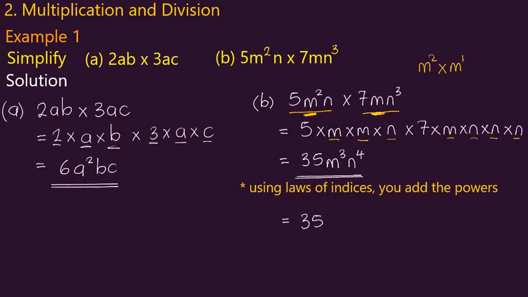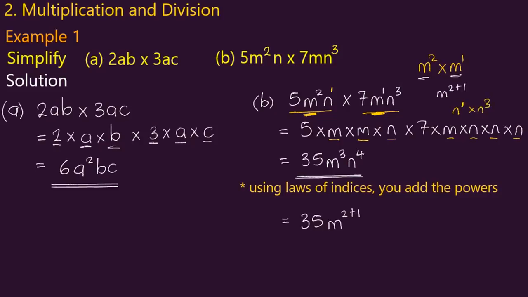So since we are saying that you have to add the powers, if you are multiplying expressions that have the same base, like we have the base m, that means that we'll be adding the powers, that is, we'll be getting m to the power of 2 plus 1, right? And for terms in n, we have n to the power of 1 multiplied by n to the power of 3.